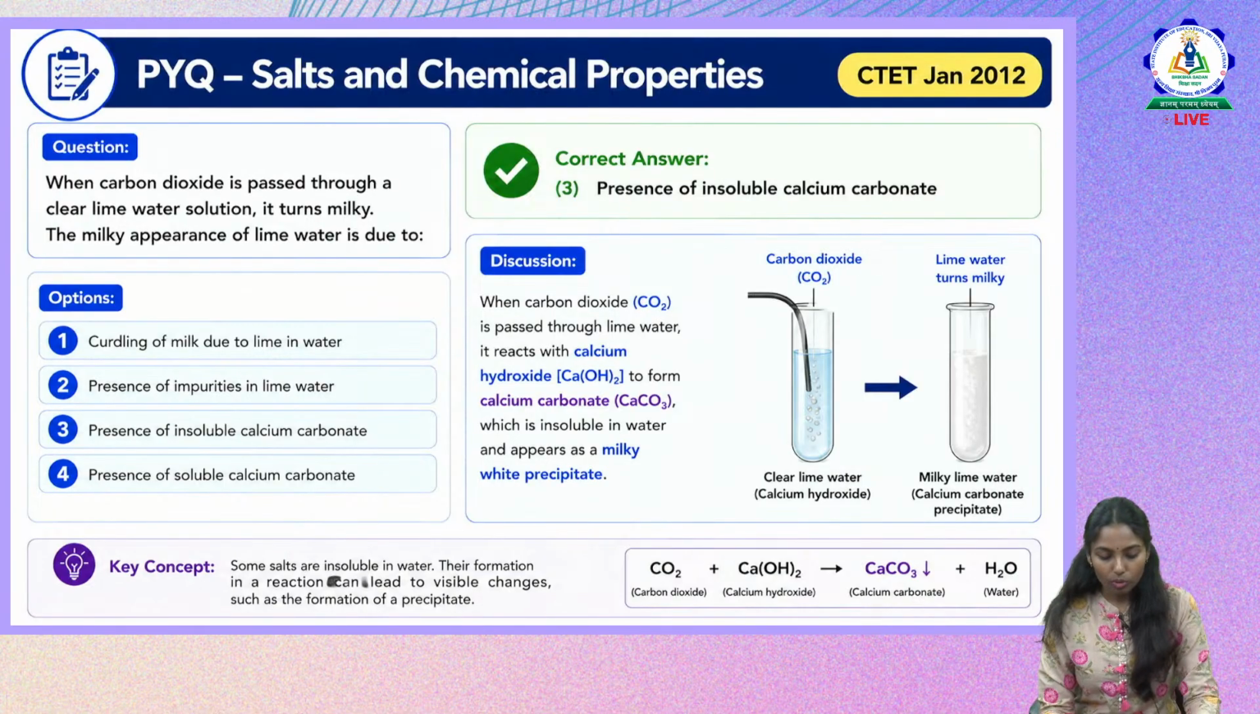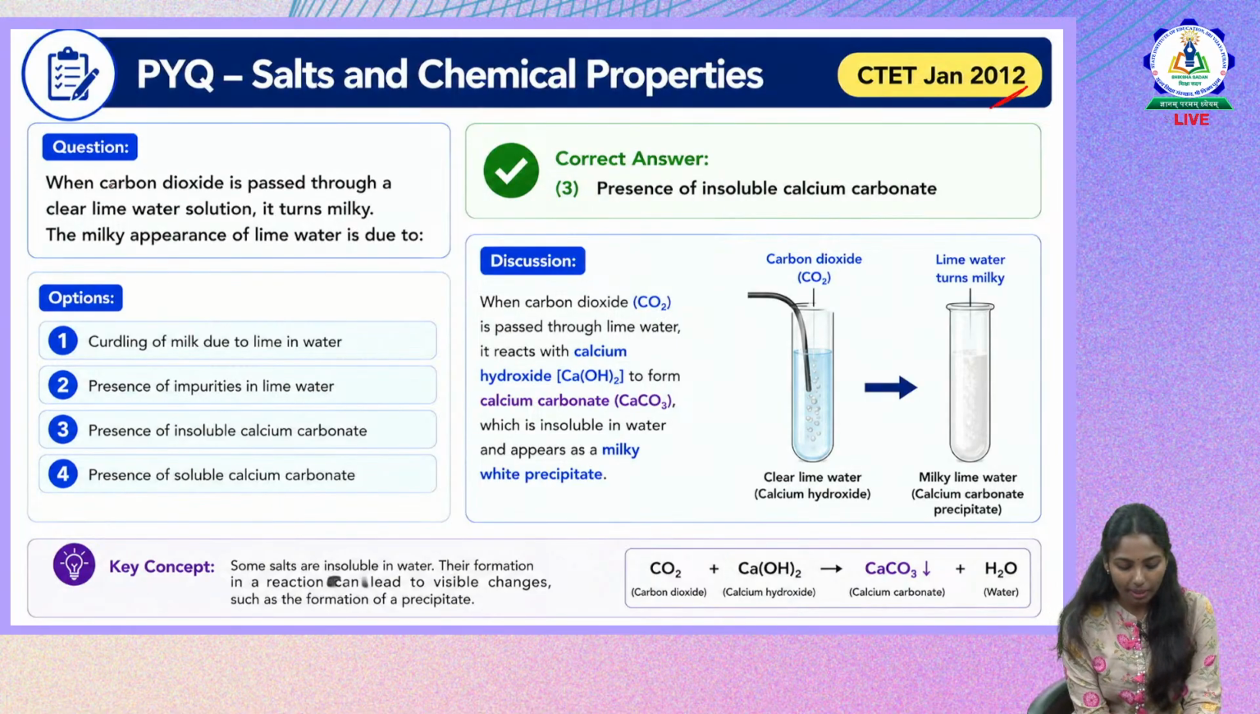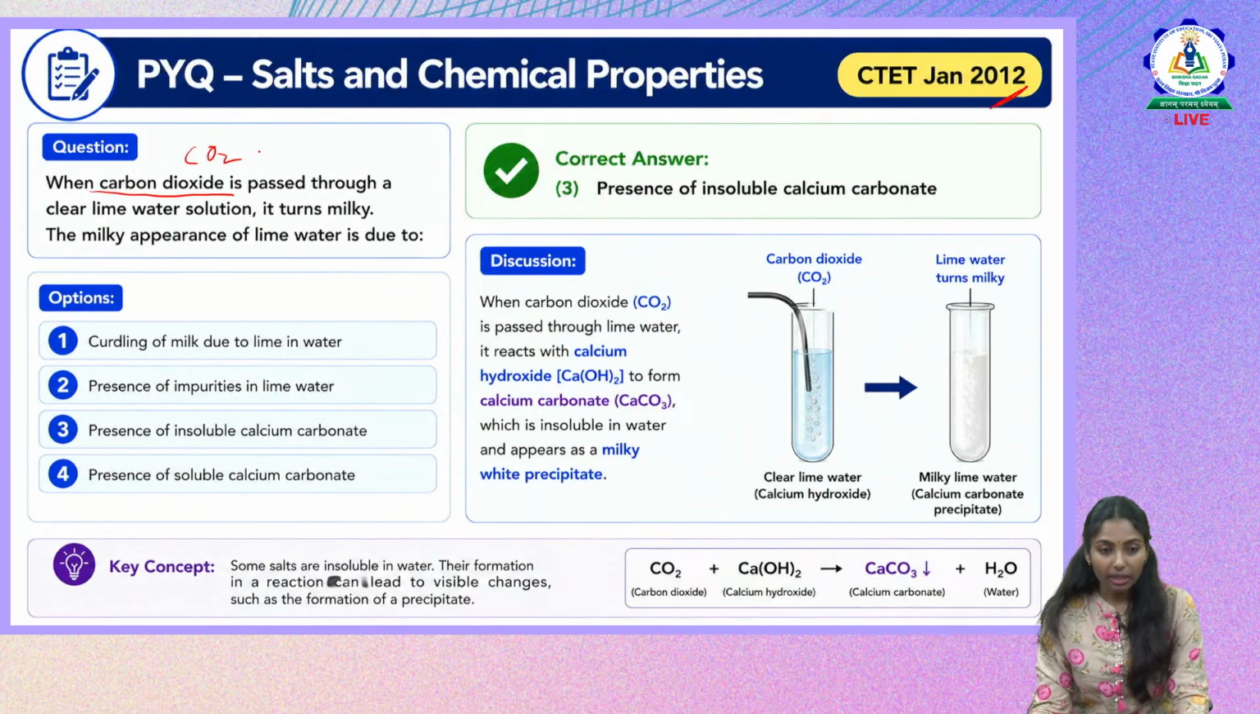Okay, so we'll go to solving one more question from 2012. The question here is, when carbon dioxide is passed through a clear lime water solution, it turns milky. So what is being passed? Carbon dioxide is being passed. CO2 is passed through a clear lime water solution. Lime water turns milky. So CO2 is passing through lime water.